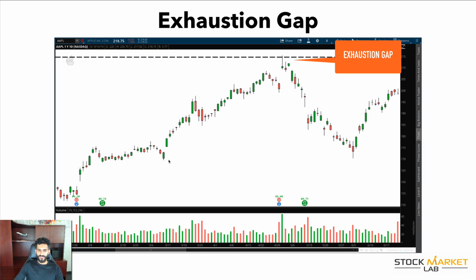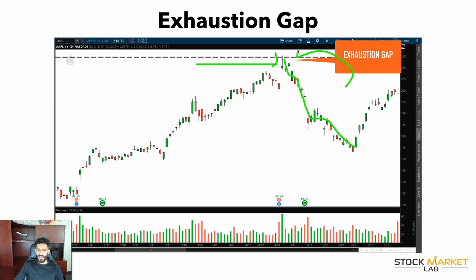Exhaustion gap right there too. Stock goes up, nice healthy move up. Stock Apple, right? Gaps up because of earnings. Gets rejected at a critical level. We have a critical level here for Apple, around 215. You can see the candle gets rejected, and you can see what happens.